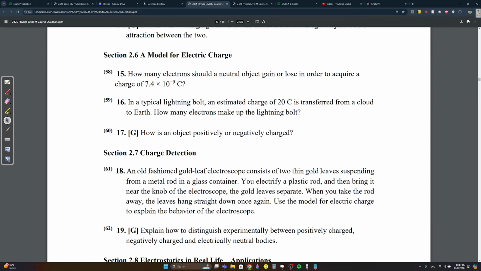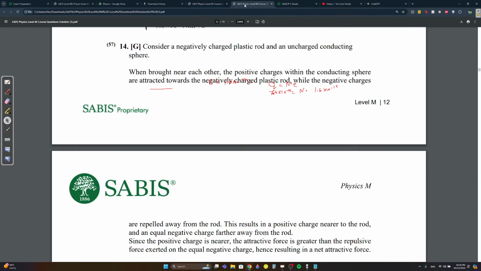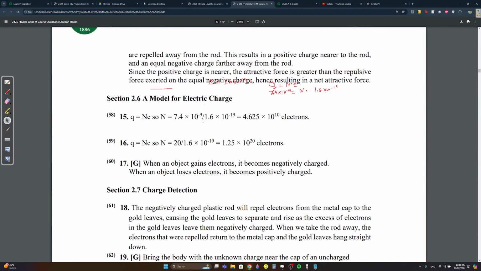Okay? How many electrons should a neutral object gain or lose in order to acquire a charge of 7.4 times 10 to the negative? They should tell you that the elementary charge is equal to 1.6 times 10 to the power of negative 19 coulomb. They should be given. What is the formula for how many electrons? We know that Q is equal to N times e. Q in this case is this. The number of electrons is what we're trying to find, and the elementary charge is 1.6 times 10 to the negative 19. If you divide now 7.4 by this, you should get 4.625 times 10 to the power of 10.